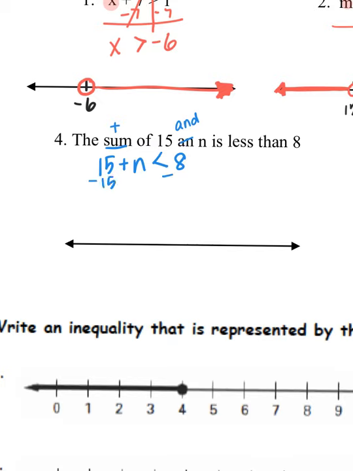I'm going to subtract 15 from both sides. N is less than negative 7. So again, I'm going to put negative 7. Make my circle, and n is less than, or to the left this way.